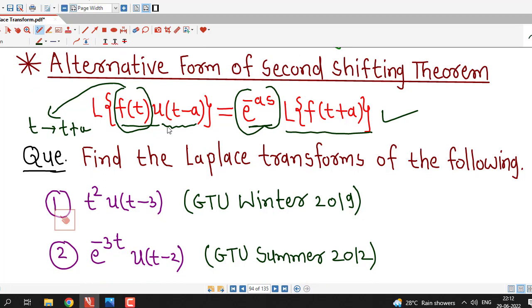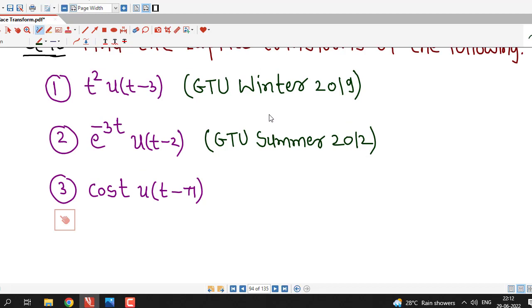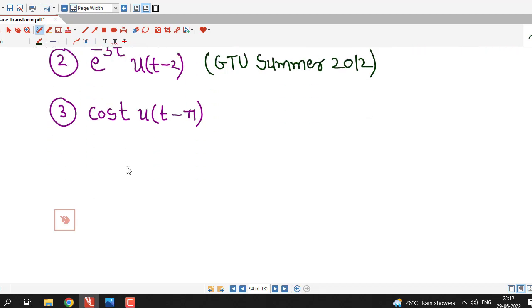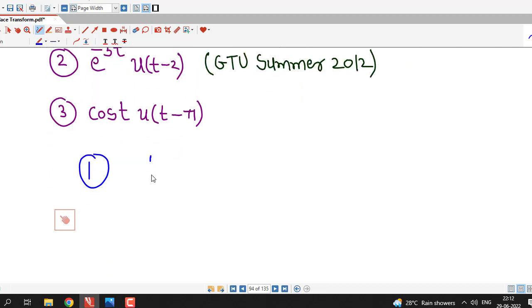So remember this formula: if we have a function of the type f of t times u of t minus a, then we replace t by t plus a in f of t, find the Laplace transform of f of t plus a, and multiply it with e raised to minus as. We understand this with the help of these three functions which are in that form. The first function given is t square times u of t minus 3.